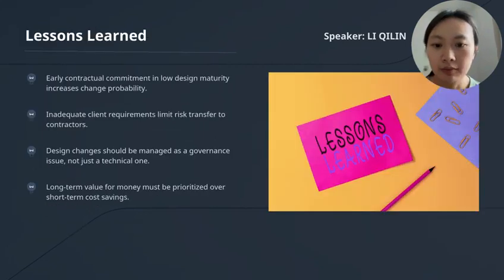The key insight from this case is that cost certainty in design and build depends more on information maturity than on procurement form. When employer requirements are unclear and risks are transferred too early, design changes stem from design coordination issues to governance and cost control problems.